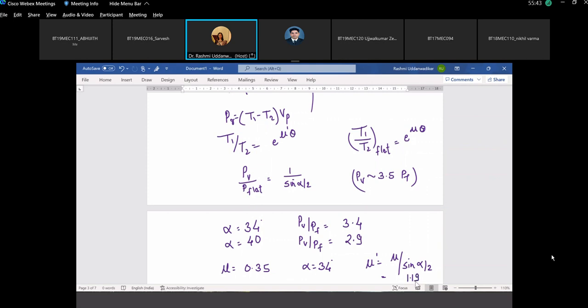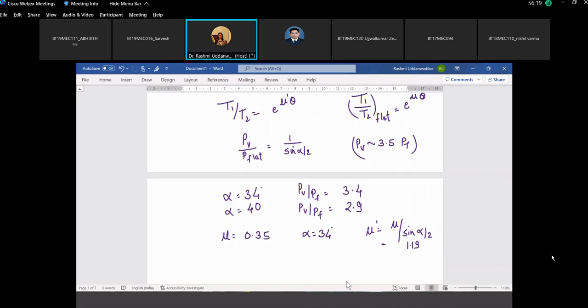Is it possible to have a coefficient of friction of 1.19? Ayush, can you have a coefficient of friction greater than 1? Yes or no? Anyone? It is practically impossible to have a coefficient of friction greater than 1. This is impossible.